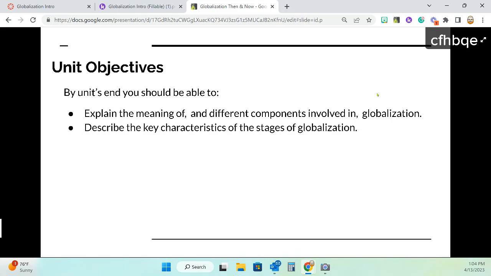You should be able to describe the key characteristics that distinguish the different stages of globalization. That sounds maybe like a lot. It's going to be okay. Some of the labels we have for these stages are fairly simple things like globalization 1.0, which makes it a little easier to sort them out.